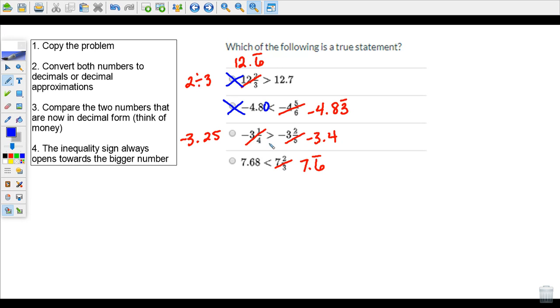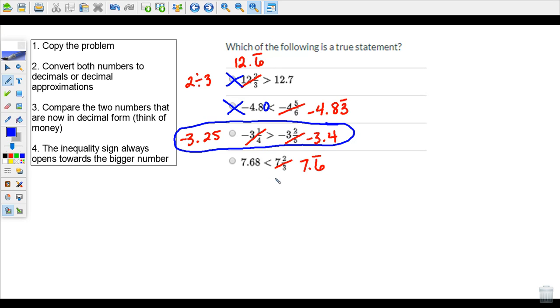We have negatives again. So again, the way I like to do it is I ignore the negative, and the one that is the bigger number is the smaller one. So negative 3, look at the next place value, so look at the tenths column. 4 is bigger than 2, so this is the bigger number, but because they're negative, it means it's a smaller number. And that is what our inequality is saying. It's opening towards this one. This is the bigger one. So this is the true statement.